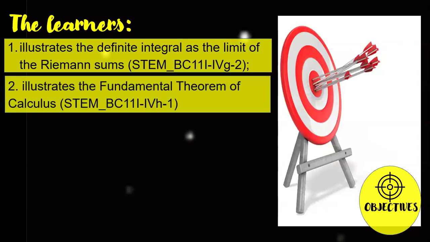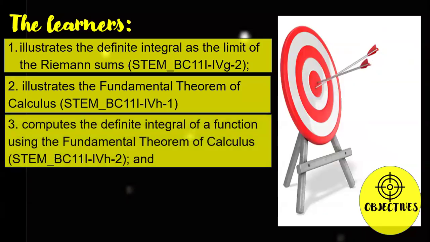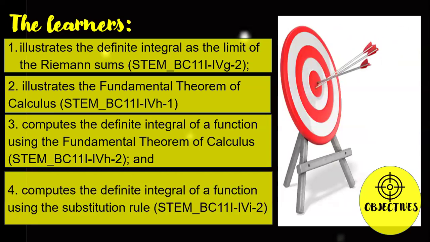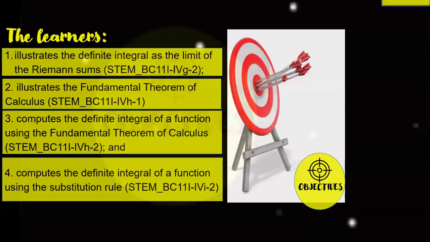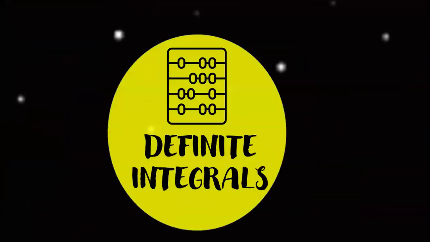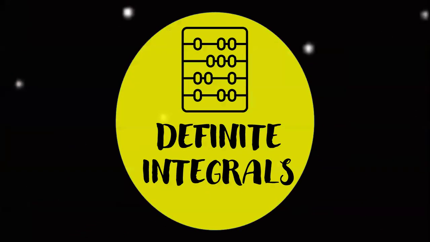Number 2, we illustrate the fundamental theorem of calculus. And we will compute the definite integral of the function using the fundamental theorem of calculus, that is actually subtracting the values of b minus the values of a. And lastly, we will compute the definite integral of a function using the substitution rule. Let's proceed now to the definition of definite integrals.